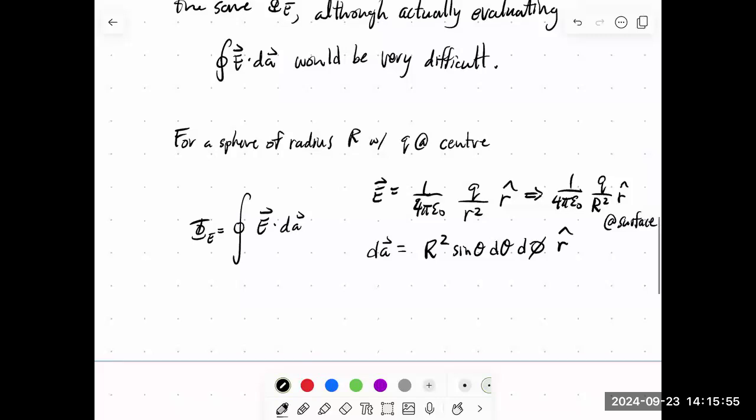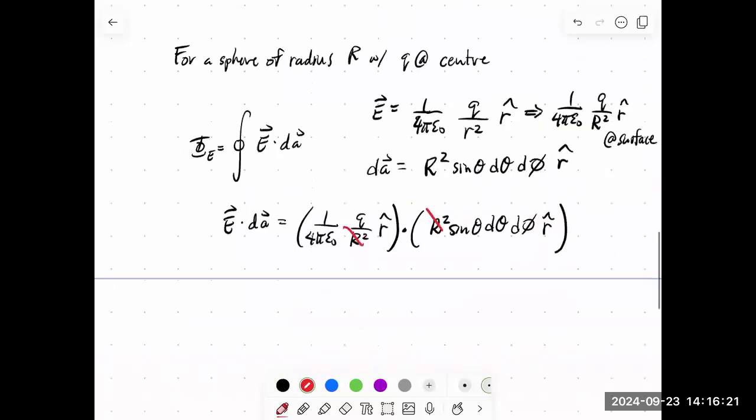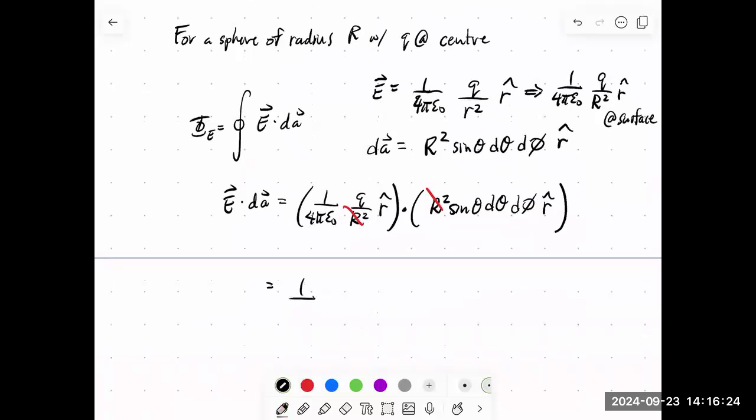Okay, that means that E dot dA is going to be 1 over 4 pi epsilon naught q over r squared. Then we have r hat dotted with r squared sine theta d phi r hat. So the r's cancel, and we're left with q over 4 pi epsilon naught. R hat dot r hat is just going to be a 1. And then we'll have our sine theta, d phi.